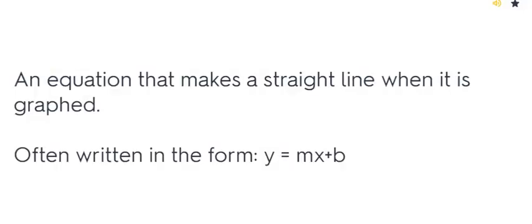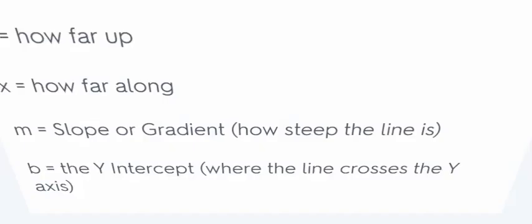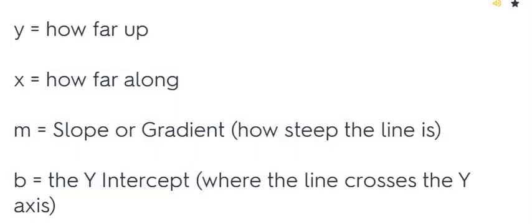Linear equation: an equation that makes a straight line when it is graphed, often written in the form y equals mx plus b. Y equals how far up, x equals how far along, m equals slope or gradient, b equals the y-intercept.